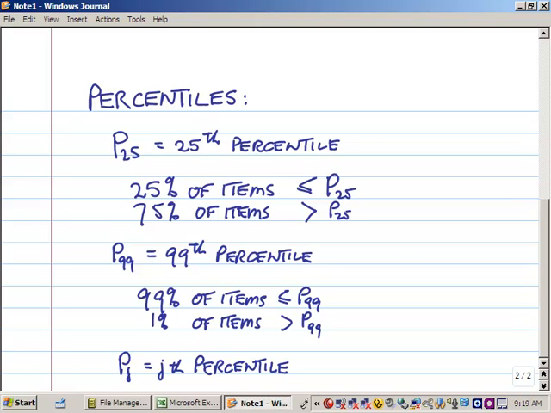Alright, so given those definitions for percentiles, what is the median? What percentile is the median? Well, the definition of median is that 50% of the items lie below the median and 50% of the items lie above the median. So the median is the 50th percentile.